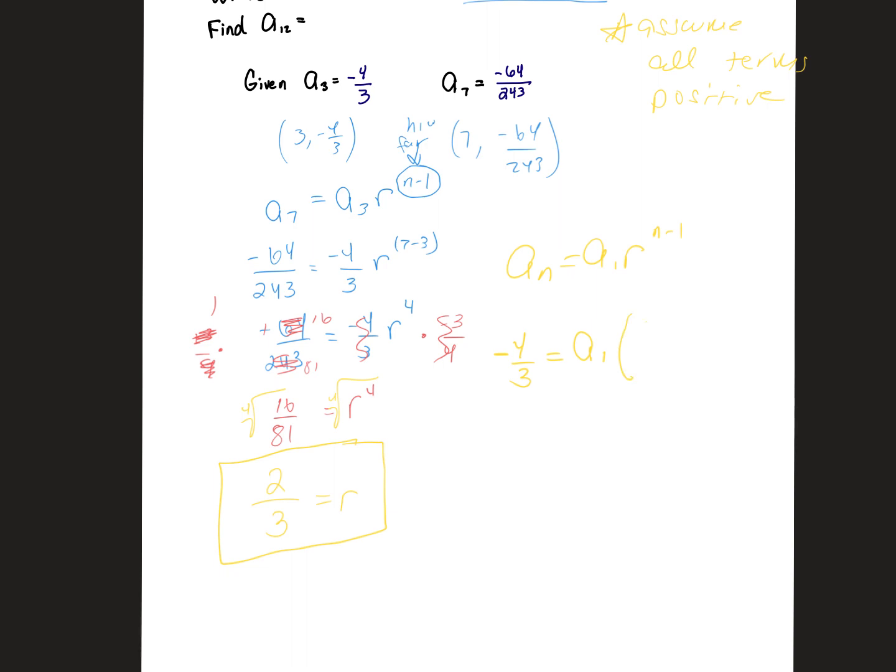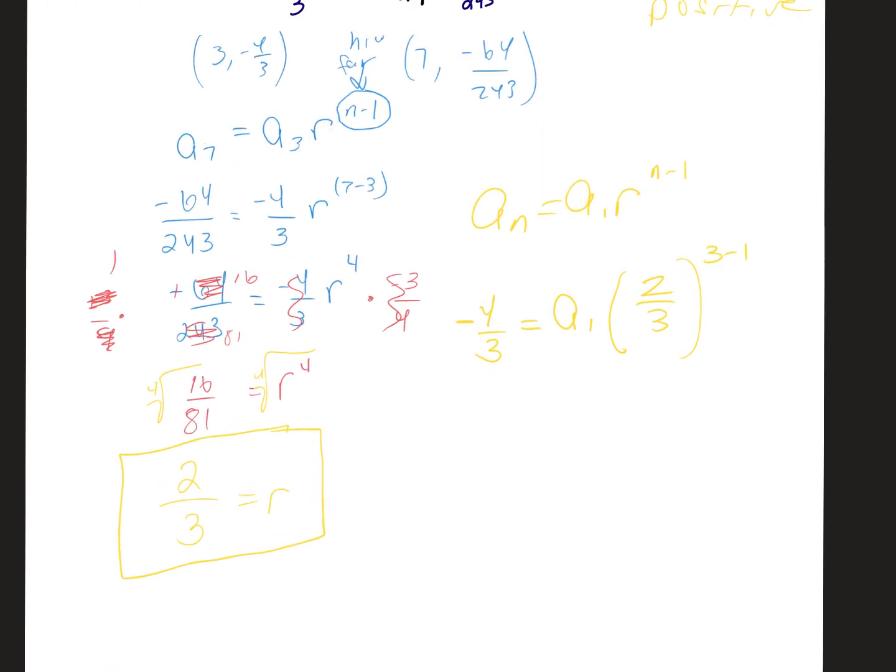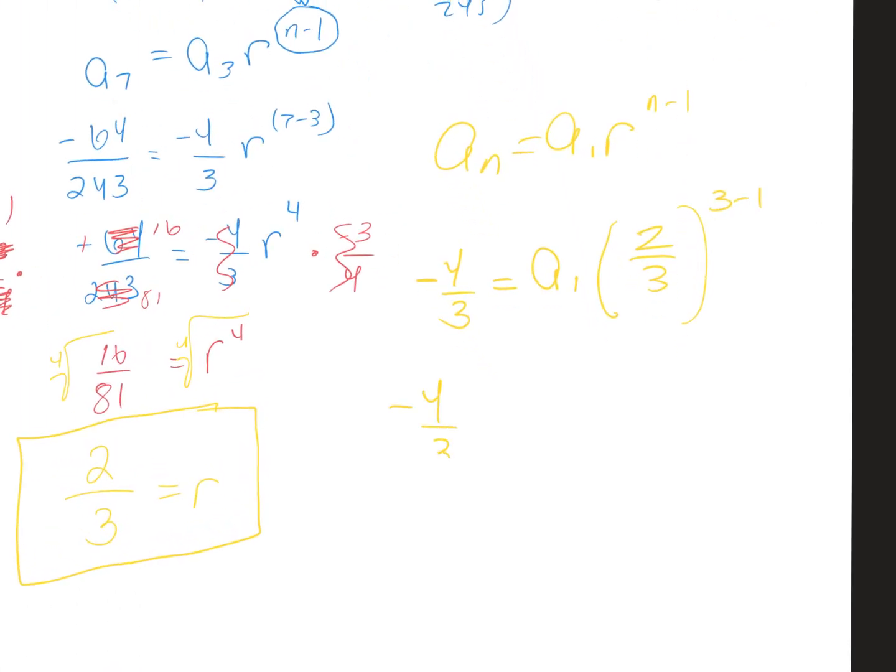What is it? 2/3, good. And negative 4/3 is what term number? 3. So I'm going to put the 3 here, so it's 3 minus 1. And then now we just simplify. So I have negative 4/3 equals a sub 1. What is 3 minus 1? 2. So this is squared. Where does that squared go? To just what? Or both? It goes to the 2, and it goes where? To the 3. So 2 squared is 4. 3 squared is 9. Correct?